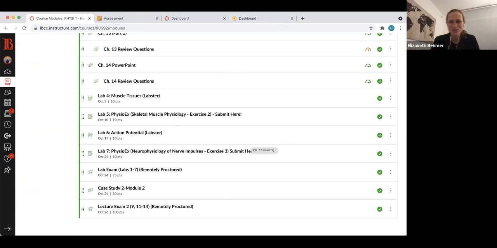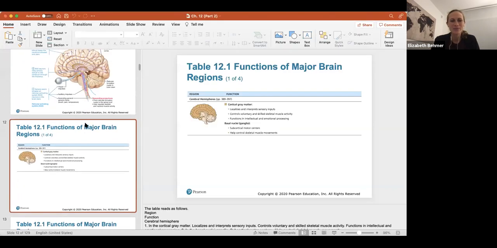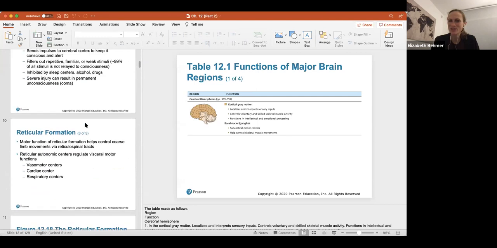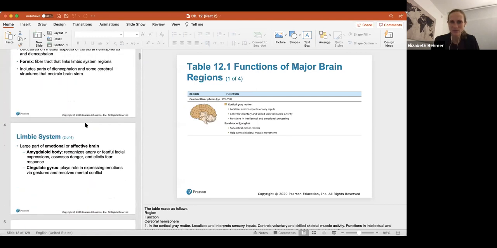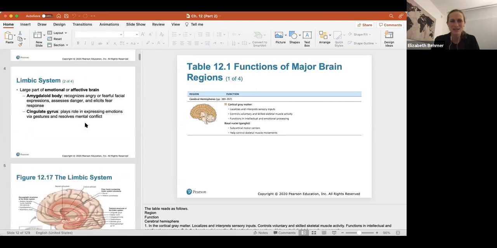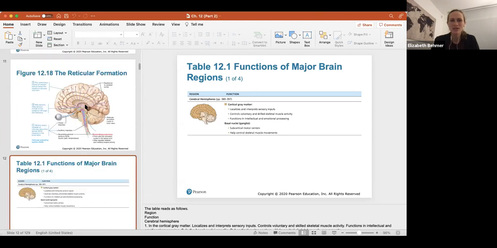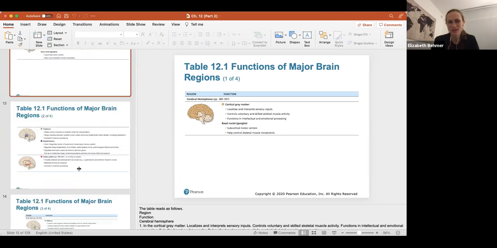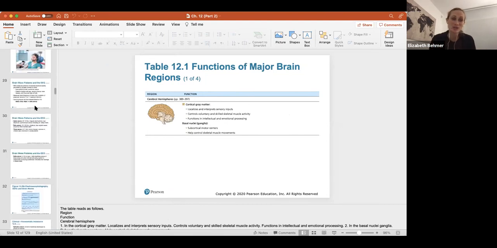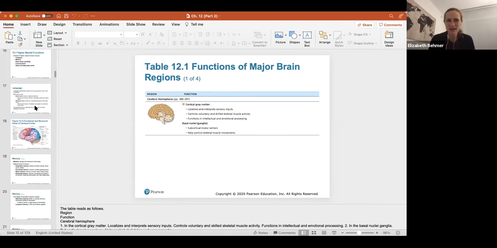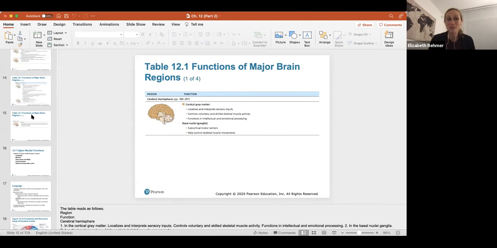I'm going to jump right into chapter 12, part 2. This is a lengthy PowerPoint, and I apologize for that. I'm going to skip over some of the limbic system at the first part of this, and the reticular formation. I'm going to jump right into these major functions of the brain, because these review slides are really important. In your upcoming lecture exam, I want you to have a good understanding of the functions of the major brain regions. These several slides give you a good summary of those functions.